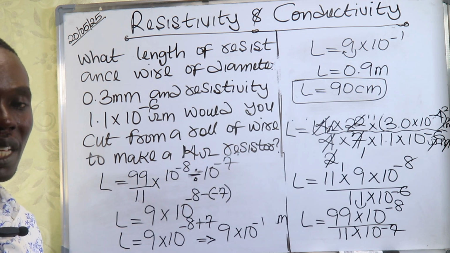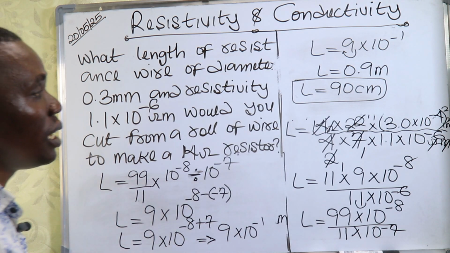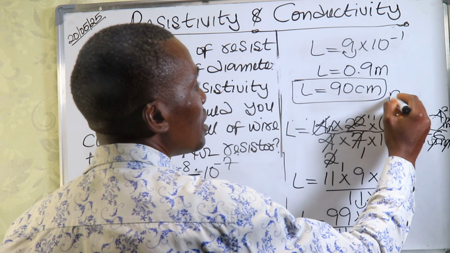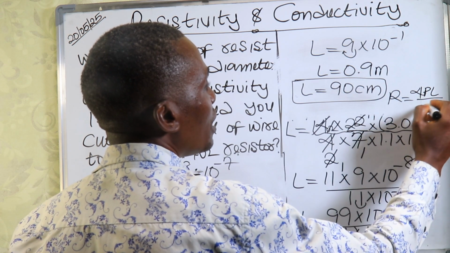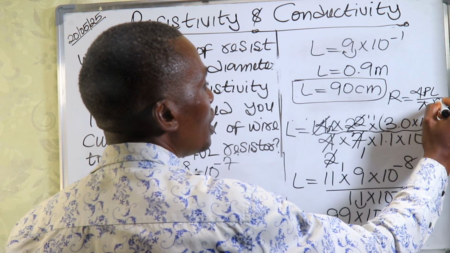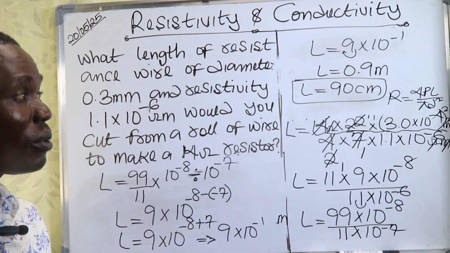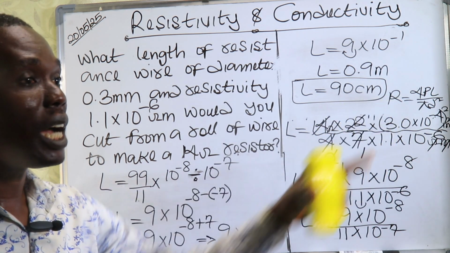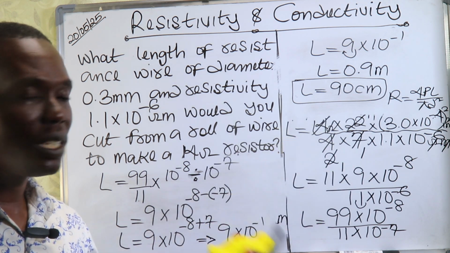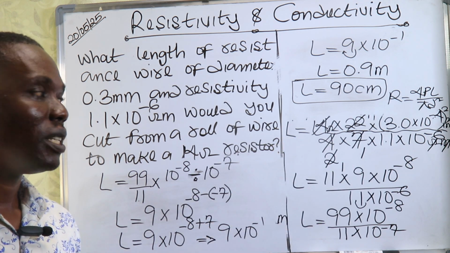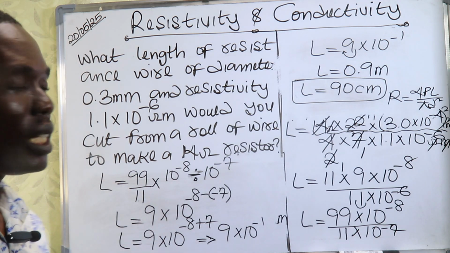So you see, it is very easy as long as you know the formula: resistance equals 4 times rho L divided by pi d square. Get that formula in your head, so that anytime they tell you the resistivity and the diameter of a conductor, you can apply this formula and solve it easily. These are the points we want to take.